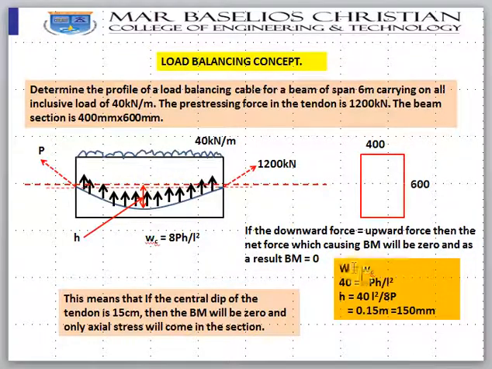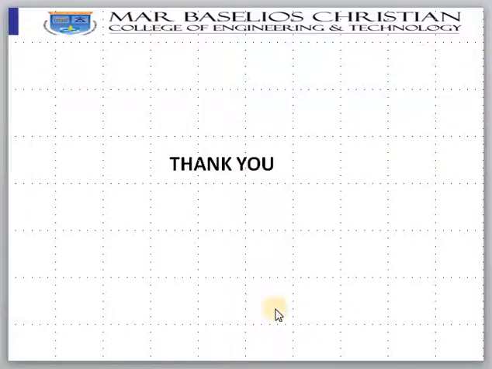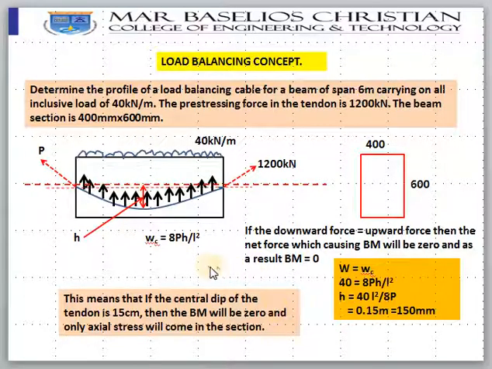So we should find W equal to Ws, that is 40 is equal to 8Ph by L square. Therefore h is equal to 40 L square by 8P. You will get 0.15 meters, that is 150 mm. The meaning is that you should keep the parabolic tendon in such a way that at the center you give 150 mm. So what happens? There will not be any bending moment. Okay, so that is the end of the story. Hope this is clear to you. Thank you.